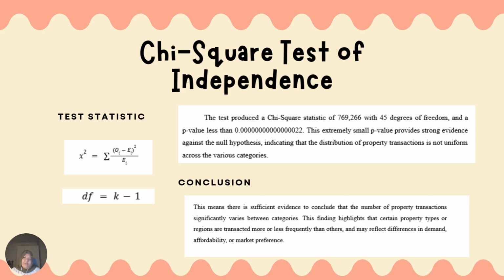This extremely small p-value, which is almost zero, provides strong evidence against the null hypothesis, indicating that the distribution of property transactions is not uniform across the various categories. In conclusion, we reject the null hypothesis, which means that there is sufficient evidence to conclude that the number of property transactions significantly varies between categories. This finding highlights that certain property types or regions are transacted more or less frequently than others and may reflect differences in demand, affordability, and market preference.